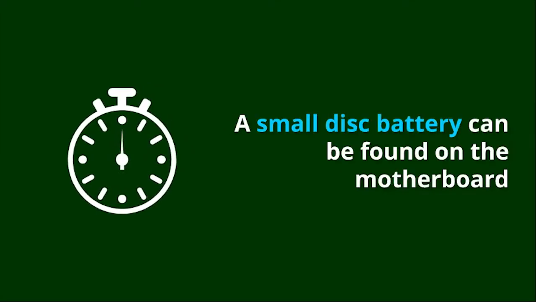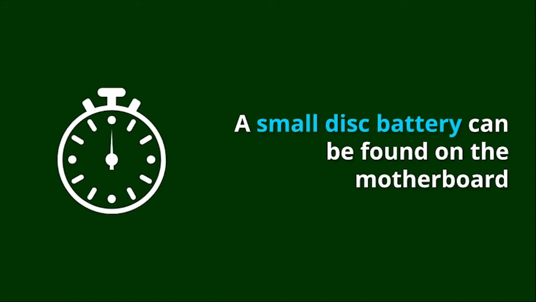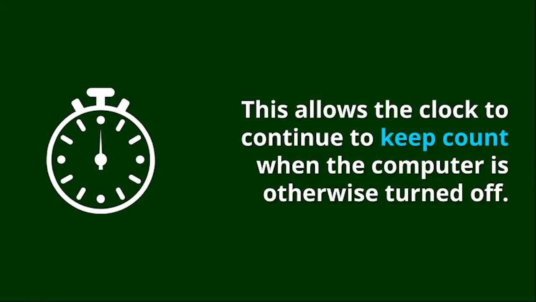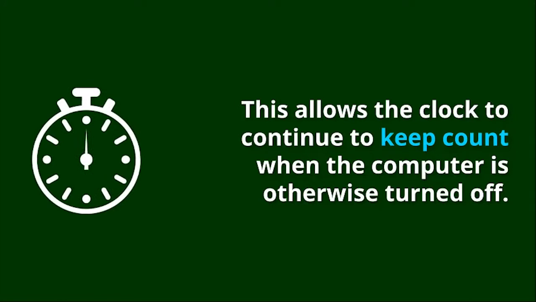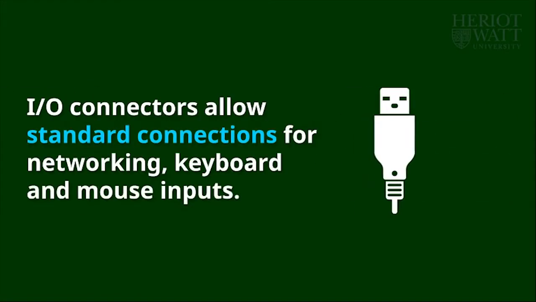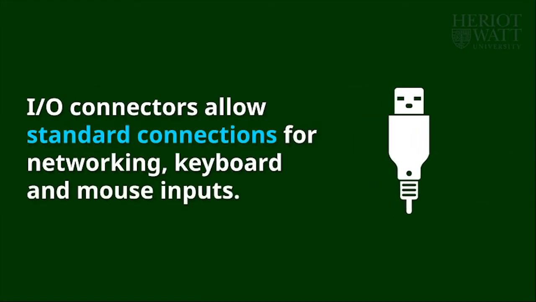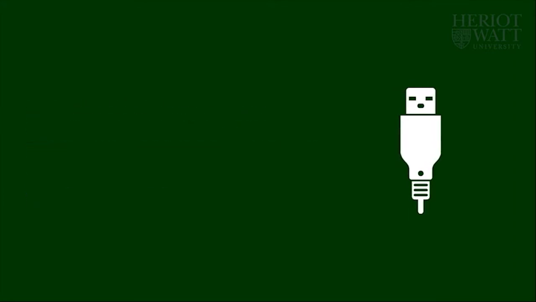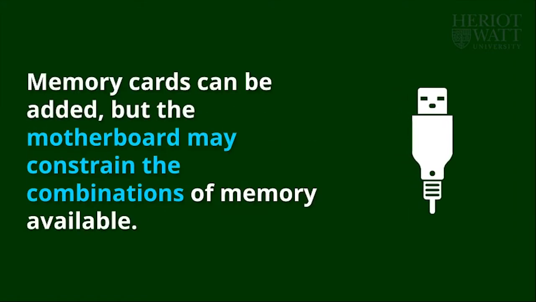A small disk battery can be found on the motherboard. This allows the clock to continue to keep count when the computer is otherwise off. This is also known as a CMOS battery. I/O connectors allow for standard connection for networking, keyboard and mouse inputs. Memory cards can be added, but the motherboard may constrain the combinations of memory available.